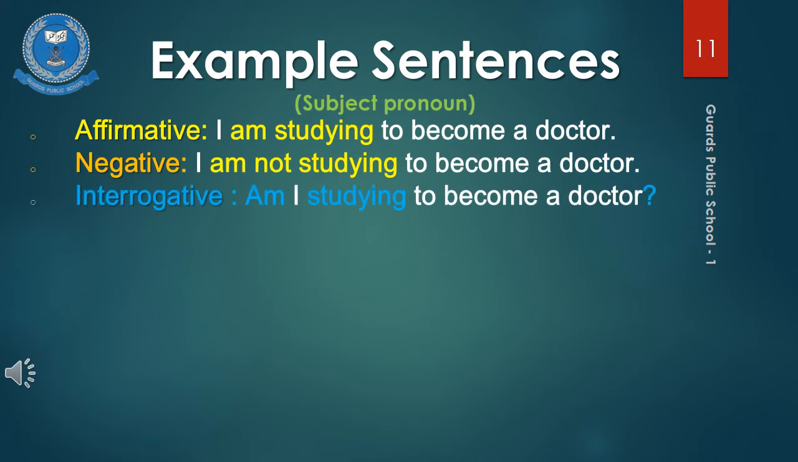Let's look into some examples using subject pronouns. Affirmative. I am studying to become a doctor. Negative. I am not studying to become a doctor. Interrogative. Am I studying to become a doctor? This sentence shows an in progress action that started since a long time. Here we have I as subject, so we have used am as helping verb.